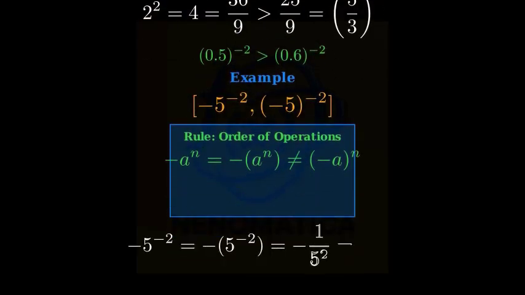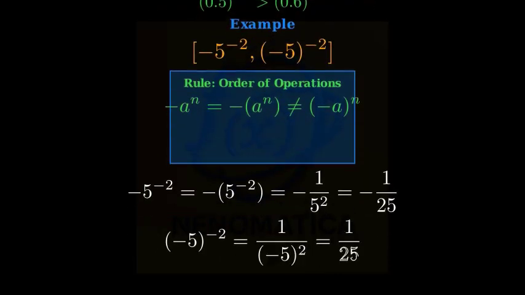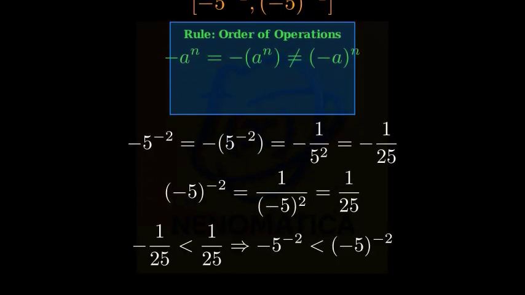Let's calculate -5 to the power of -2. This equals -1 times 5 to the power of -2, which equals -1 over 25, or -1/25. Now for (-5) in parentheses to the power of -2, this equals 1 over (-5) squared, which equals 1 over 25, or 1/25. Now we need to compare -1/25 and 1/25.